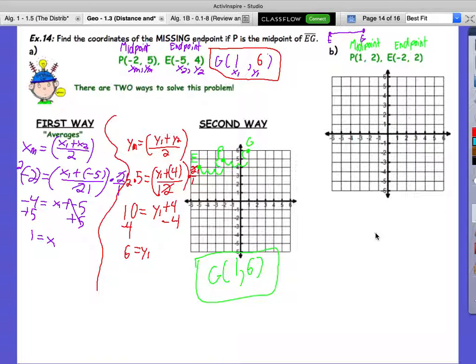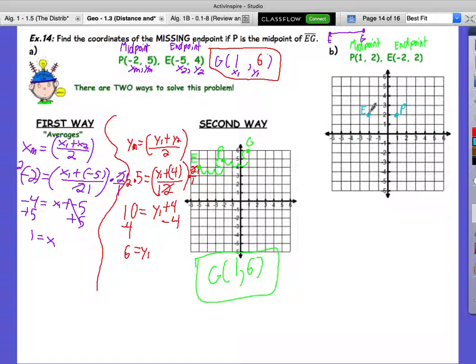So if I graph it, (1, 2), that's right up here, that's going to be point P. Remember, point P is the midpoint. E, (-2, 2), right up here, okay? Now, remember, we have to remind ourselves which one's the midpoint, because otherwise that's when we run into trouble. So the midpoint is P. So is the other endpoint going to be to the right or to the left of P?